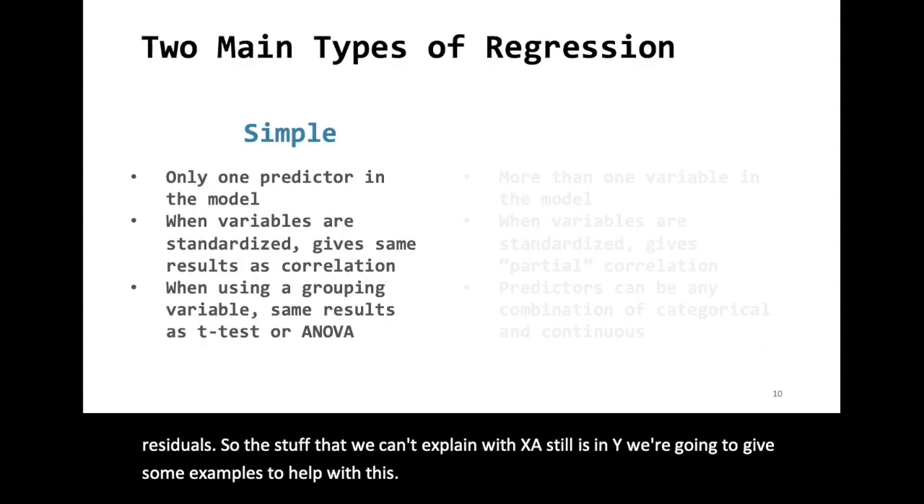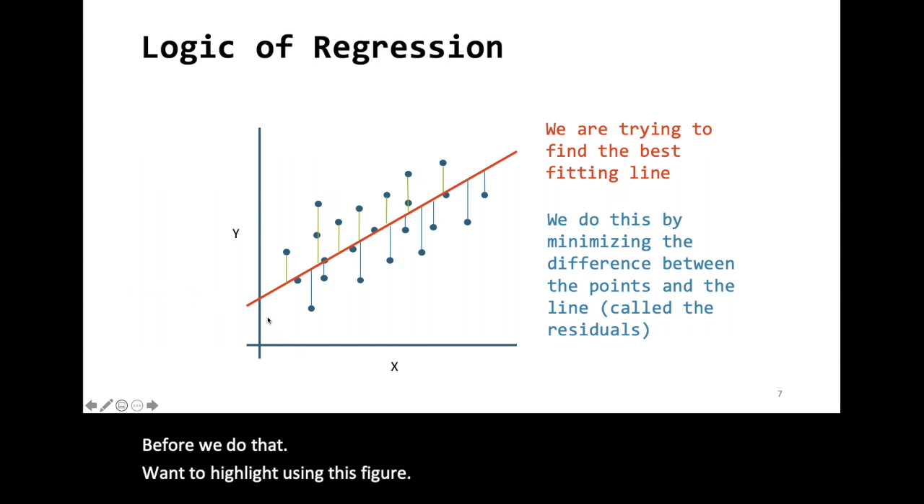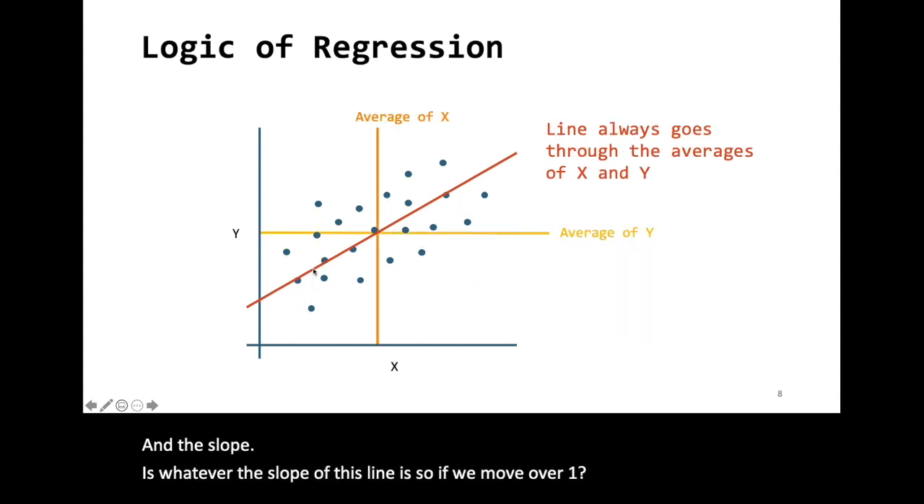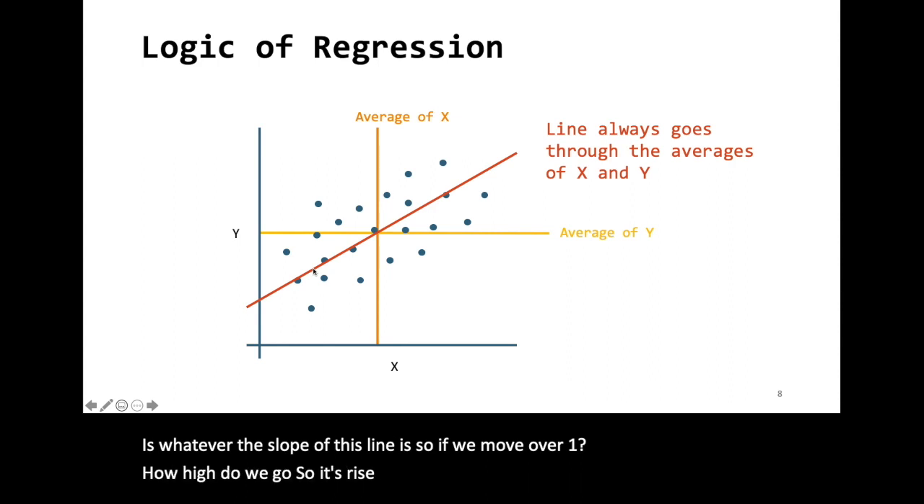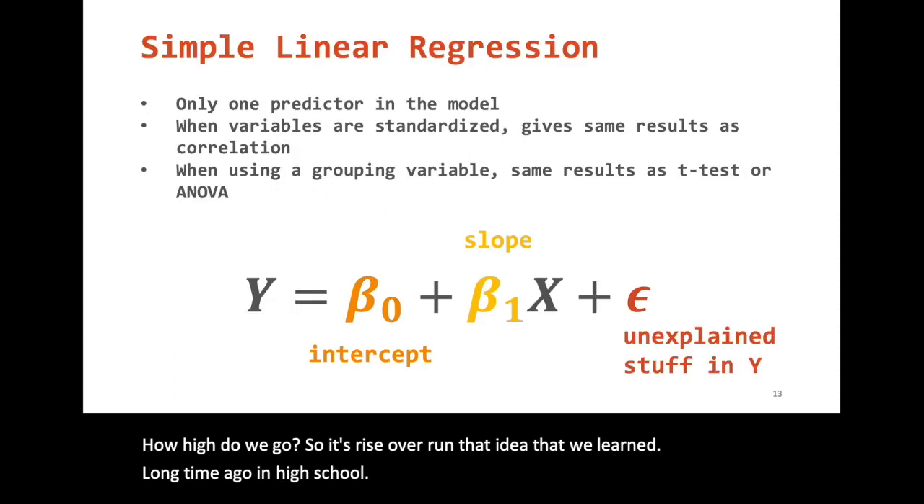Before we do that, I want to highlight, using this figure right here, where this line intercepts the y-axis, where x is 0, that is the intercept. So whatever value y is right here, that is the intercept. And the slope is whatever the slope of this line is. So if we move over 1, how high do we go? It's rise over run, that idea that we learned a long time ago in high school.